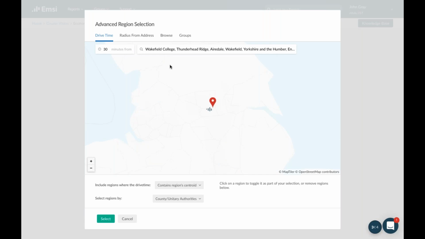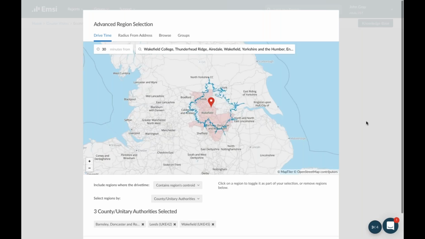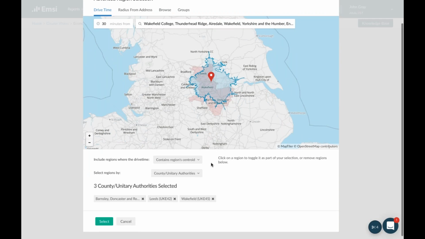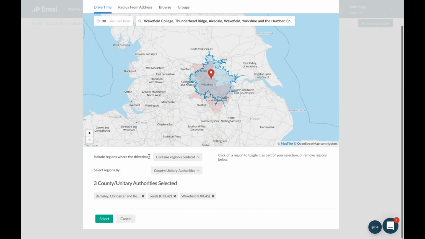And then what that will do is work out a 30-minute drive time, and it will select as the local authority areas those that are within that 30-minute drive. So you can see the blue line here that denotes the 30-minute drive. And then if we work down here, look, include regions where the drive time, and then you've got these selections: contains your region centroid, the entire region, or part of the region. So I'm just going to click that and keep that with centroid.